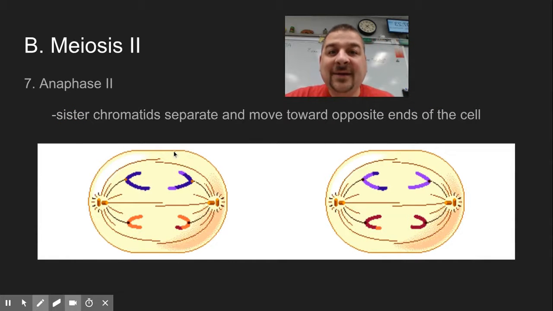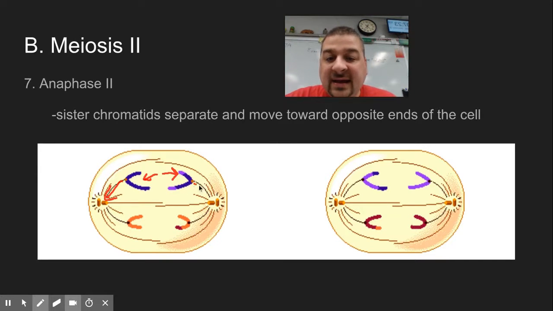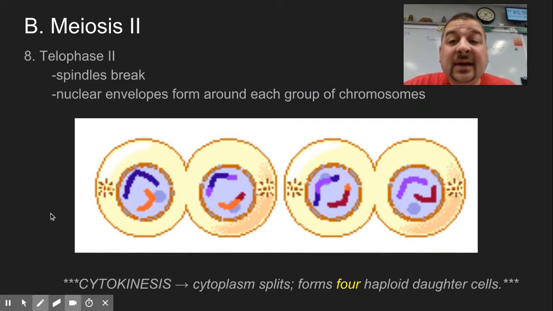Right, anaphase 2. Okay, the sister chromatids now are separated. So that centromere splits. And the spindle fibers shorten, and now it's pulling the sister chromatids apart towards opposite ends of the cell. And then finally we get to telophase 2.